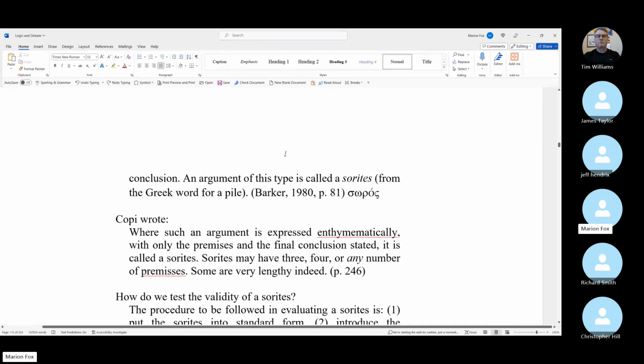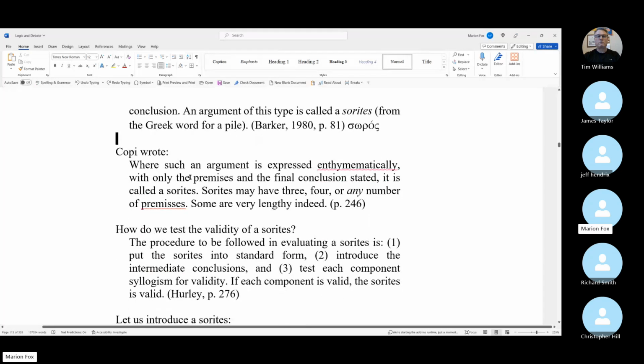And so Sorites is used here, from the Greek word for a pile. I put the Greek word over here in it. We don't have it. I don't believe it's in the New Testament. I got another Greek source, okay? But that's where it came from, a pile.